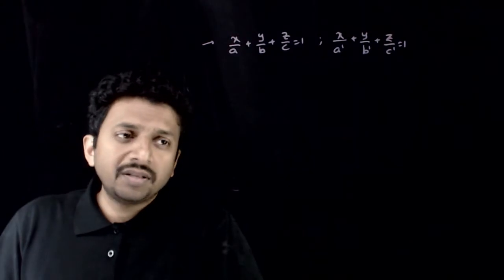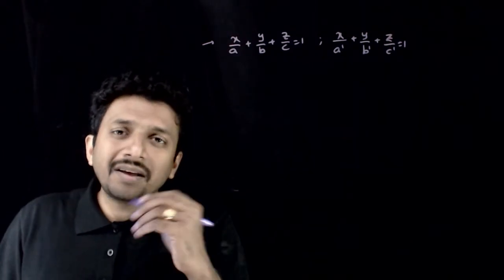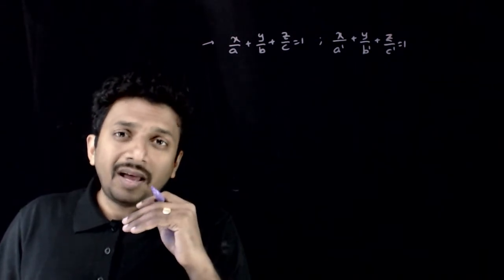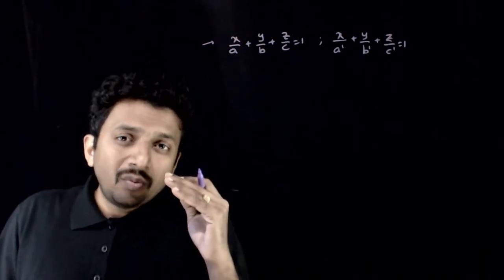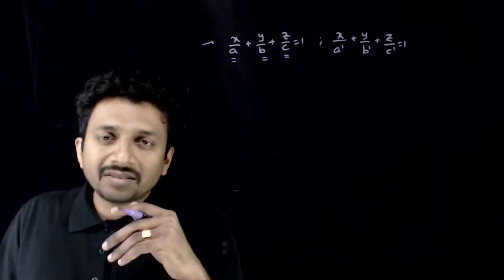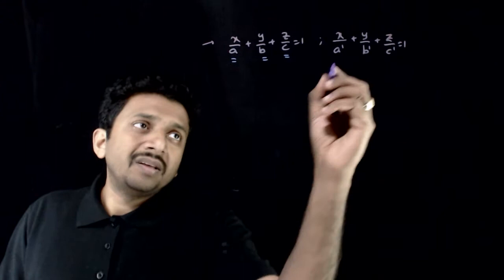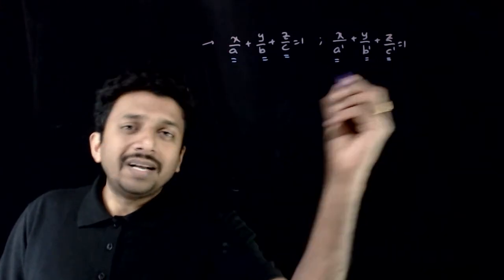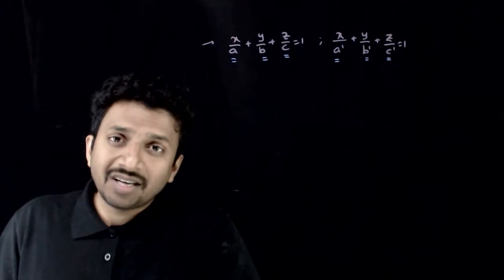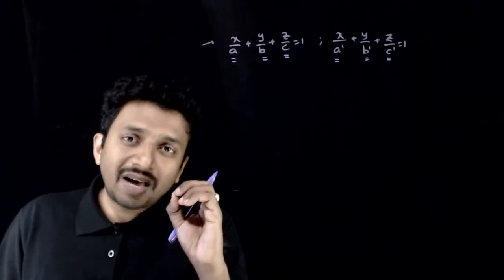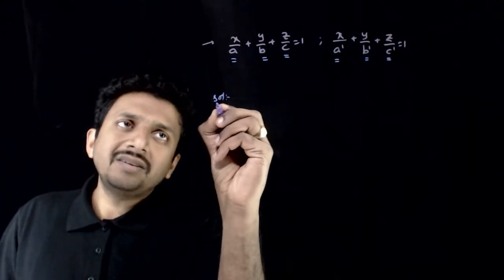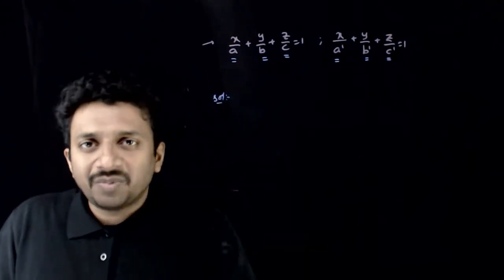Welcome students. In this question you're given two rectangular coordinate systems and one plane. In one coordinate system the plane makes intercepts A, B, C on the coordinate axes. In the other system the intercepts on the X, Y and Z axes are A dash, B dash and C dash, and these two coordinate systems have the same origin. If that is so, what is the condition connecting A, B, C and A dash, B dash, C dash?